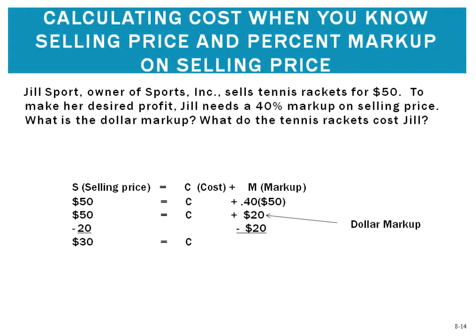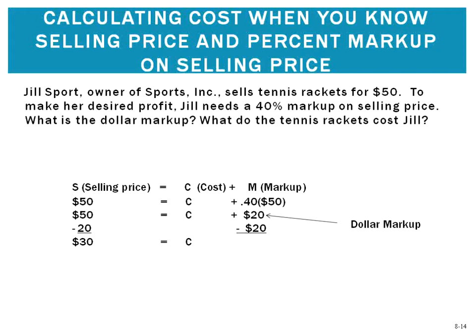So calculating cost when you know the selling price and the percent markup on the selling price, okay? This one's really easy. Jill Sport, owner of Sports Incorporated, sells tennis rackets for $50. To make her desired profit, she needs a 40% markup on selling price. What is her dollar markup? What do they cost her? So $50 is equal to cost plus 40% of that $50. So what is 40% of that 50? You just multiply it out. So $50 is equal to cost plus $20.